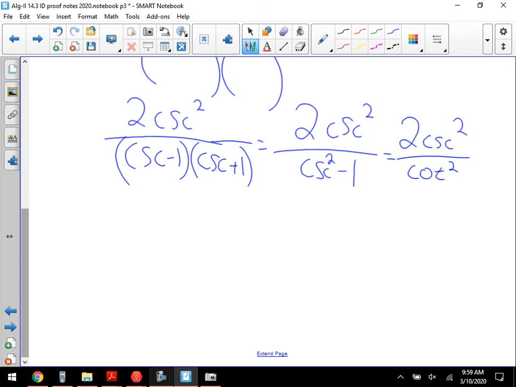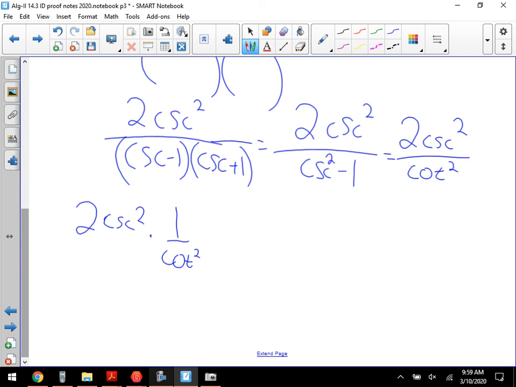Now split and rewrite. I'm just splitting them apart before I flip anything around. Wait, how do you get cosecant? Oh, I'm sorry. I looked up. I don't know why I wrote that. I'm sorry.